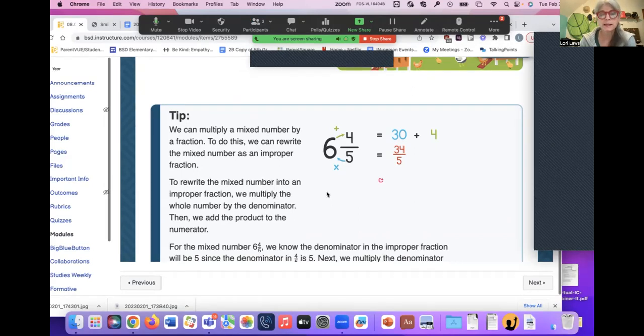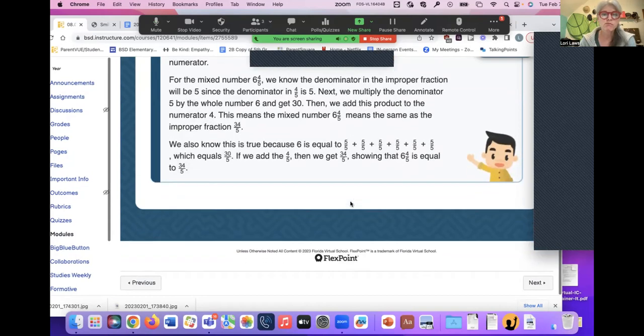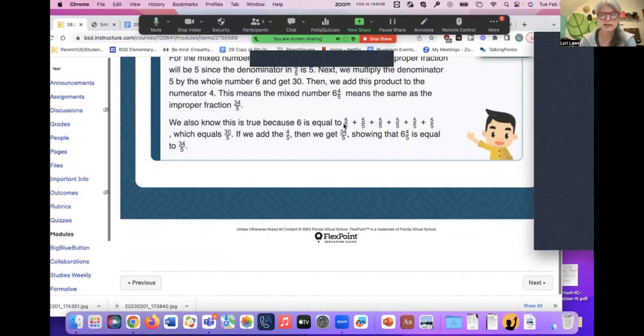We can multiply a mixed number by a fraction. To do this, we can rewrite the mixed number as an improper fraction. And we did that yesterday. We said to ourselves, let's change 6 into fifths. Each one whole of the 6 is 5/5. So if there's 6 of them, 5 times 6 is 30 of them. 30 over 5 plus 4 over 5 equals 34 over 5. We did that yesterday. So here you can see the 6 5/5 to make it.